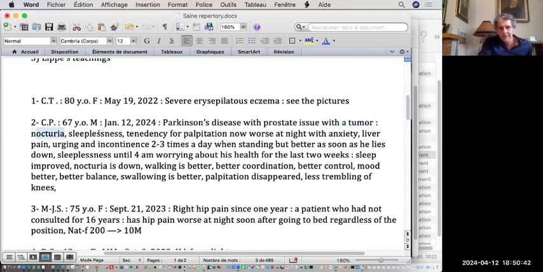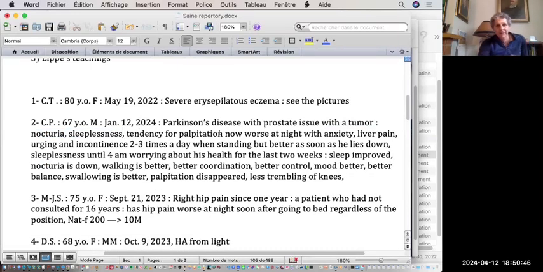So he has nocturia, sleeplessness, a tendency to palpitation, now worse at night with anxiety because he worries that it's cancer. He didn't accept the biopsy. He has liver pain. He has urgency and incontinence 2 or 3 times a day, which is very inconvenient, especially if you have Parkinson, because movement is difficult, like displacement, quick. And so he leaks 2 or 3 times a day.